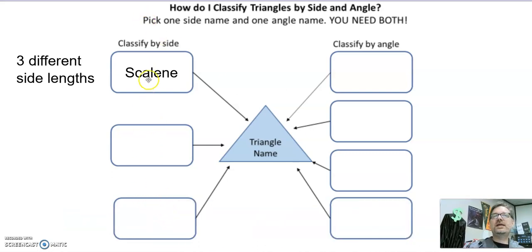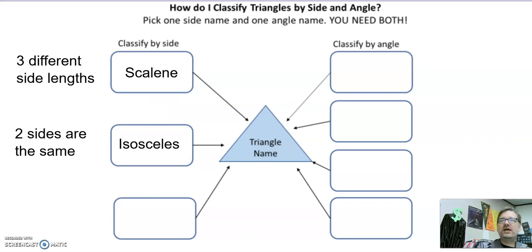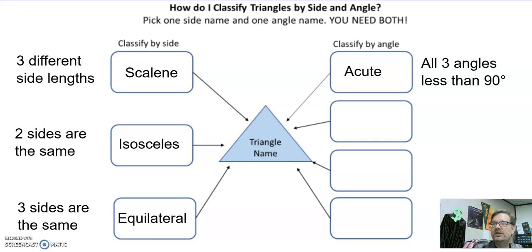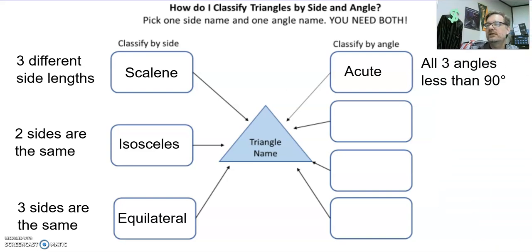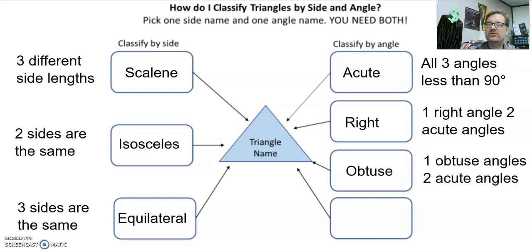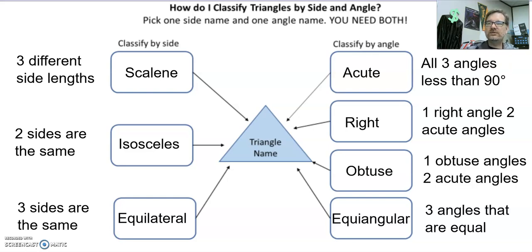If a triangle is scalene, you're going to put in that word, and then you're going to say what it means beside it. Isosceles means that 2 sides are going to be the same. Equilateral, 3 sides are the same. Acute, all 3 angles are going to be less than 90. Right has 1 right angle and 2 acute angles. Obtuse is 1 obtuse angle, 2 acute angles, and equiangular is 3 angles that are equal.